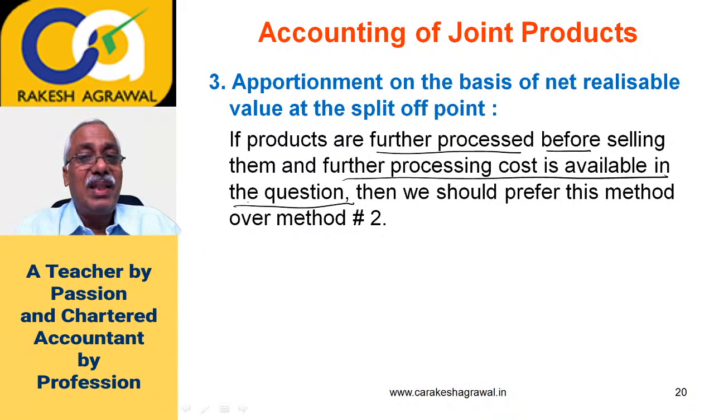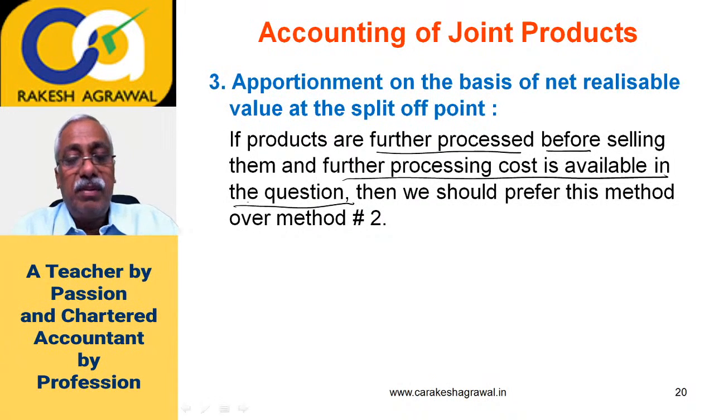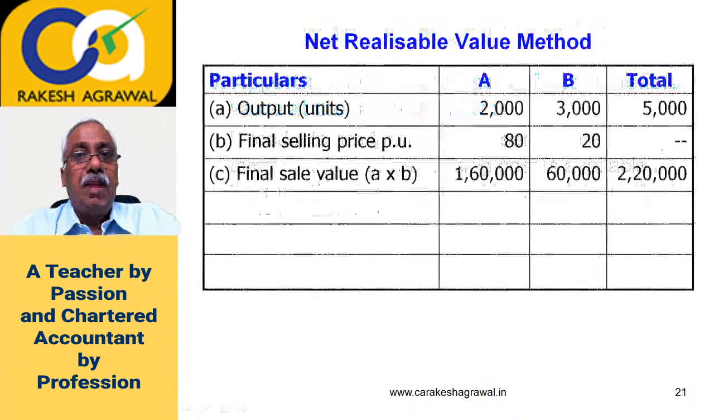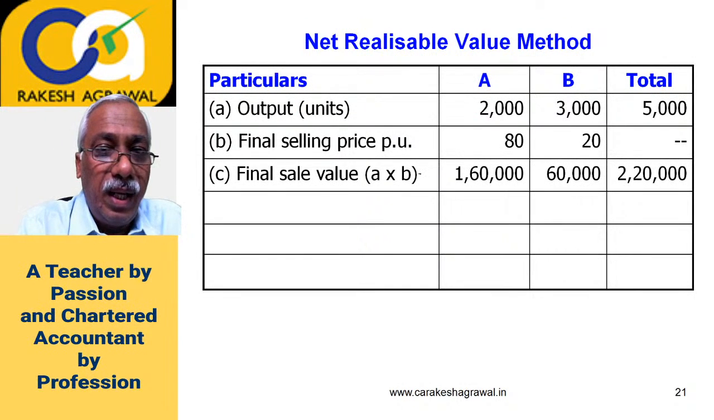Second method was final sale value method. So instead of final sale value, we will prefer this method, that is net realizable value method, if this information is available in the question. So just check this. I have copied the previous data, that is final sale value. Up to this we had already done.